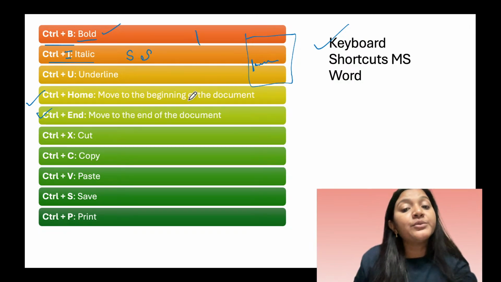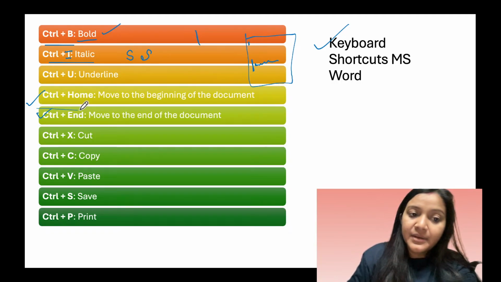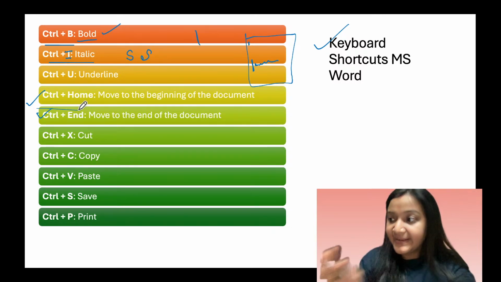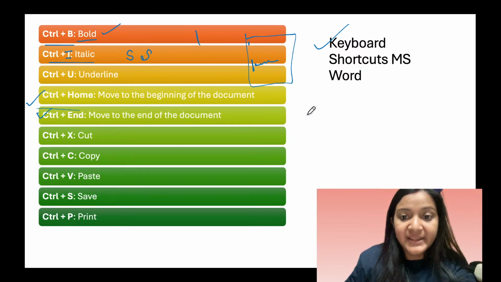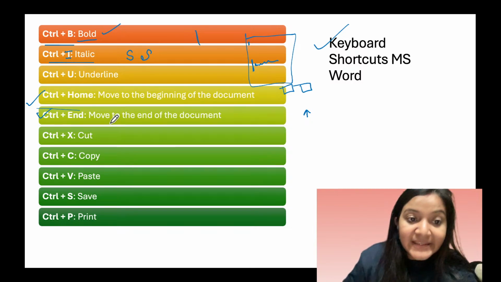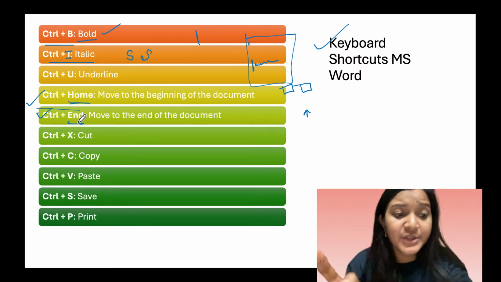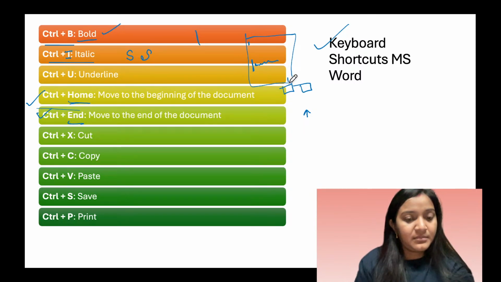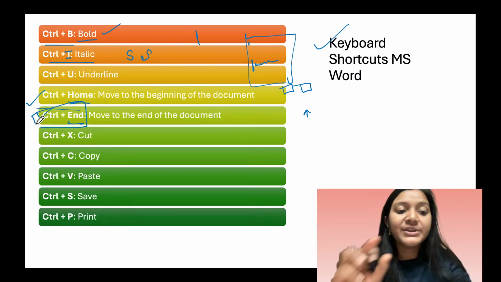Now you want to move to the beginning of the document. There is a shortcut. There's a Home key on your keypad. Search your keypad on the right side, just beside the number keys, where the arrow keys are. Over there you will find Home key, End key. So you press that Home key, then move to the beginning of the document. And let's say you want to move to the end of the document, so you press Control plus End. Control plus End and Control plus Home.